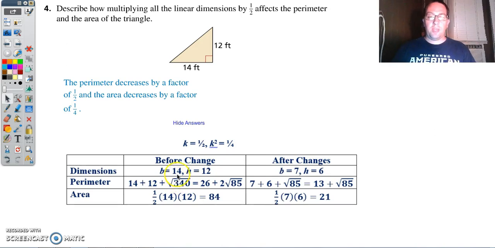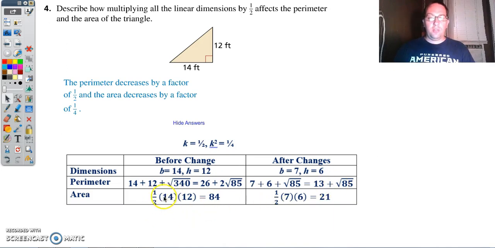Or I went ahead and worked it out the long way here. We did have a base of 14 and a height of 12. Both of those are getting cut in half. So we now have a base of 7 and a height of 6. This is not a Pythagorean triple, unfortunately. So perimeter works out as 26 plus 2 times the square root of 85. After the change, we end up with 13 plus 1 square root of 85. Notice half of 26, half the square root. It's half. The perimeter was halved.